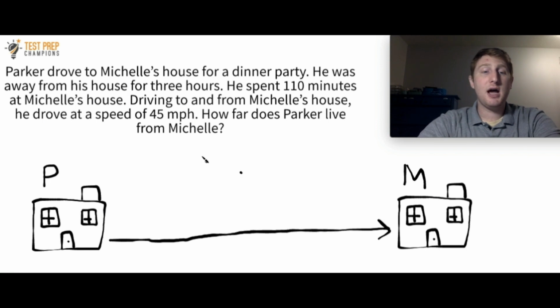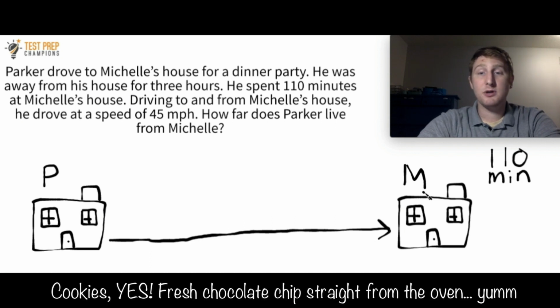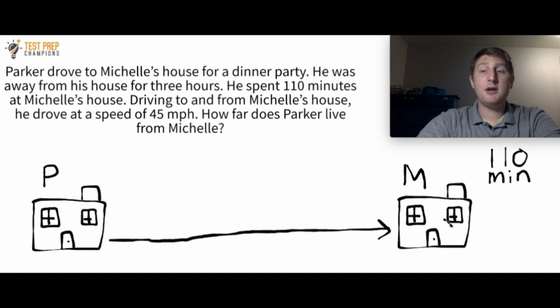And let's say that I leave from my house, I hop in the car, and I drive to Michelle's house, and we have a party for 110 minutes. Now, hopefully we're going to have pizza there. My favorite's Hawaiian. Hopefully we're going to have some cookies. I'm sure we're going to have some cookies if it's Michelle's house. And once we're all partied out, I'm going to head back from Michelle's house back to my house. And what we really need to figure out here is what is the distance between my house and Michelle's house.